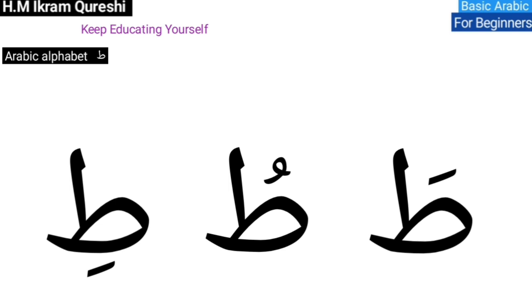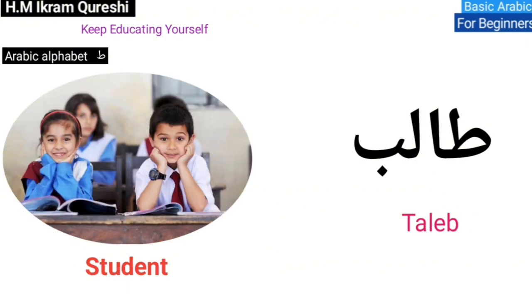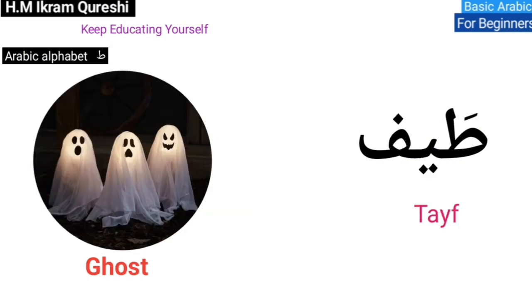Okay, are you ready? Let's start. The first one, طاولة, table. Let's repeat. طاولة, table. Okay, the next one, طالب, student. Let's repeat. طالب, student. Okay, the next one, طيف, ghost. Let's repeat. طيف, ghost.